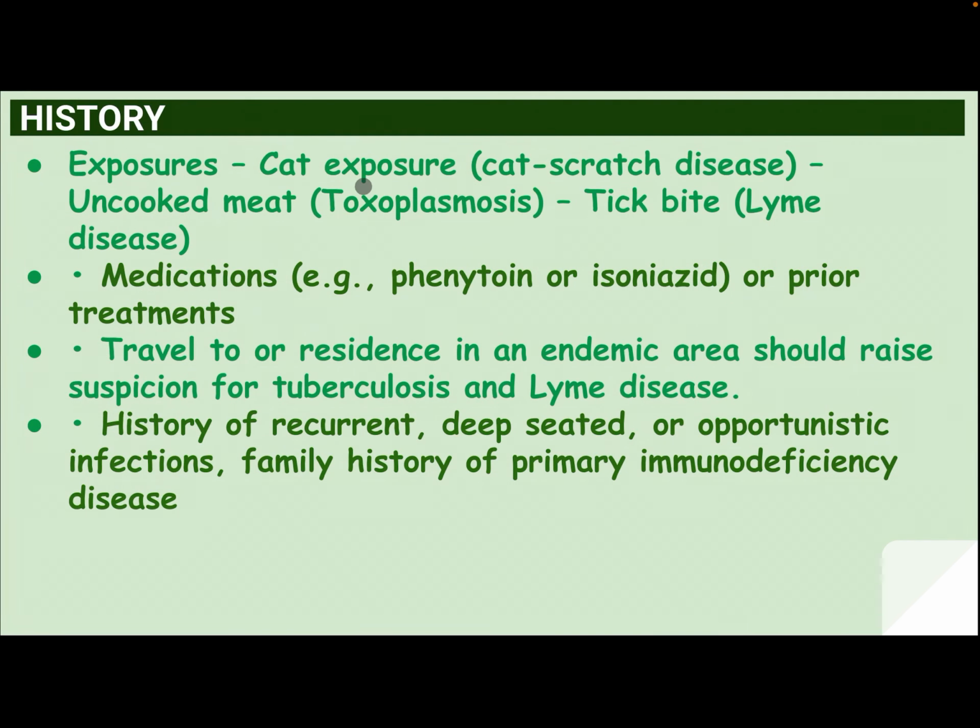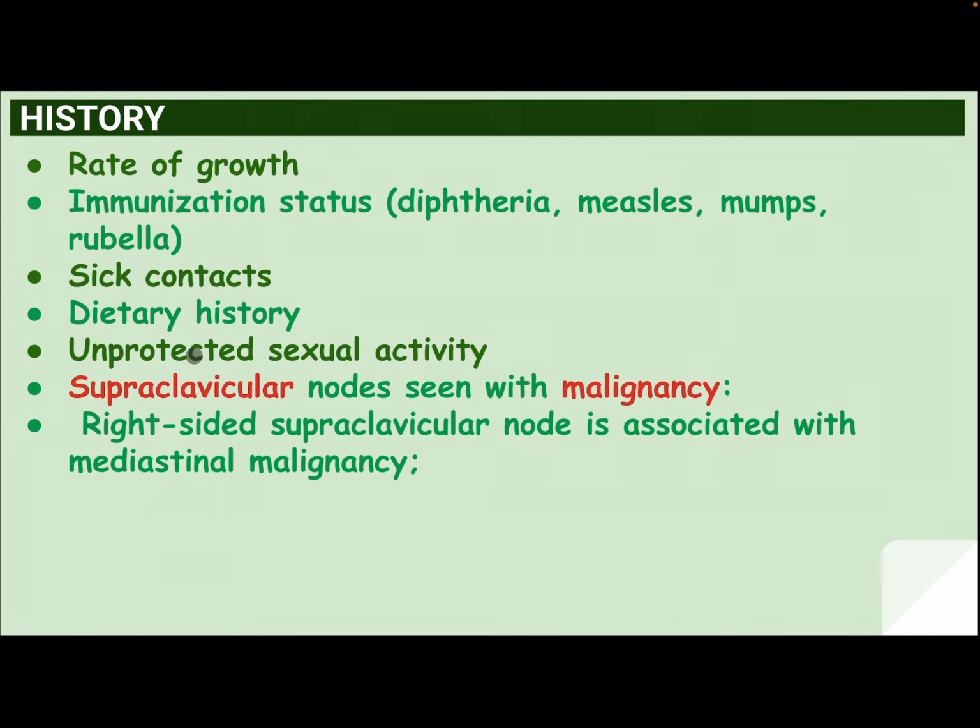Exposure, like cat exposure in cat scratch disease, uncooked meat in toxoplasmosis, tick bite in Lyme disease; medication like phenytoin or INH, steroid or other treatment. Travel or residence in an endemic area should raise suspicion for tuberculosis and Lyme disease. History of recurrent, deep-seated or opportunistic infection, family history of primary immune deficiency disease.